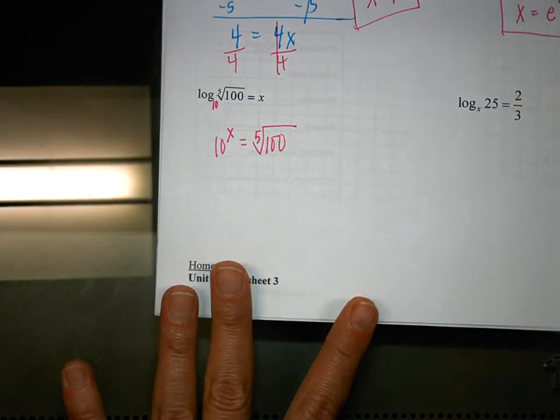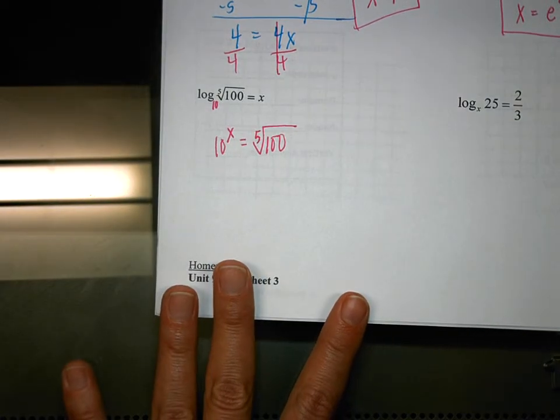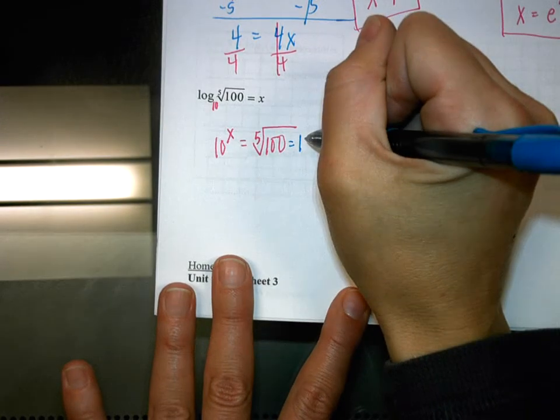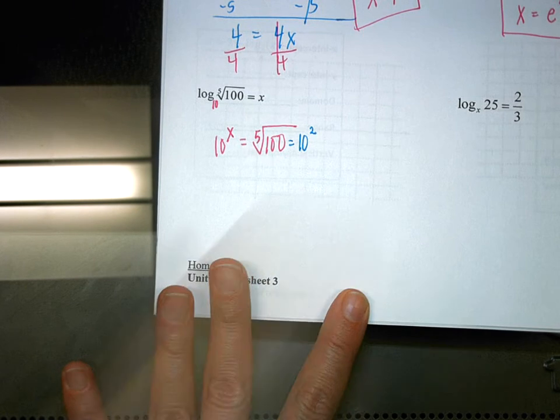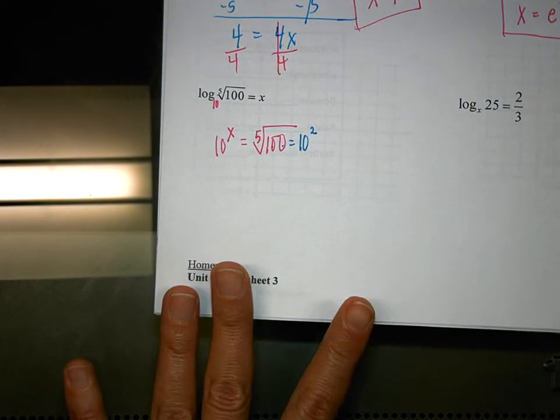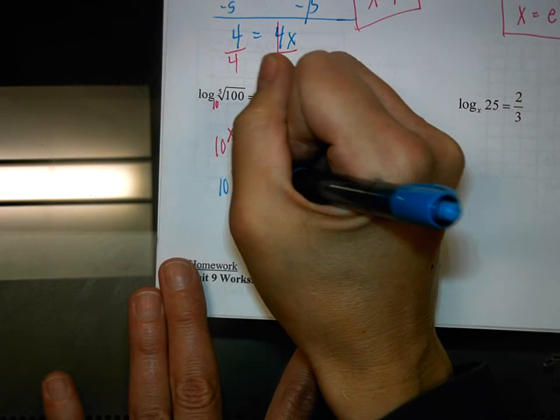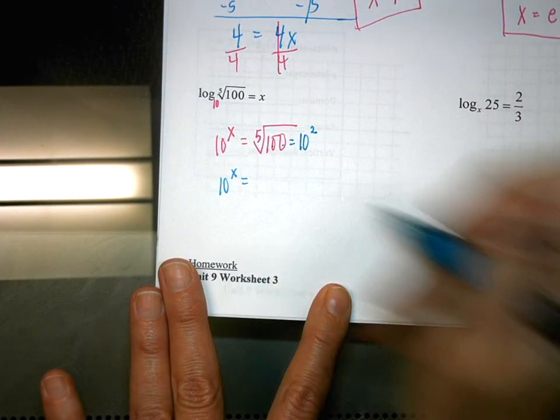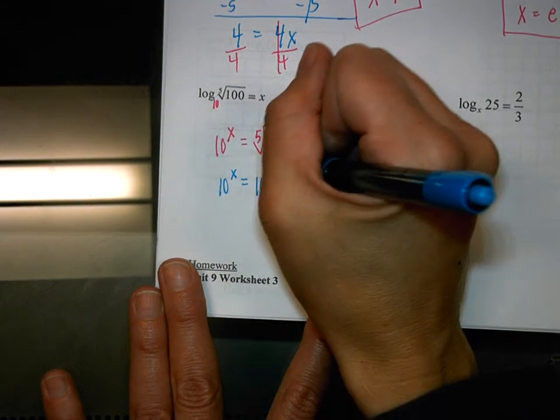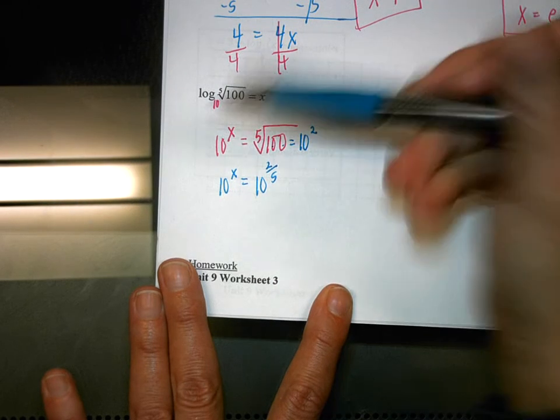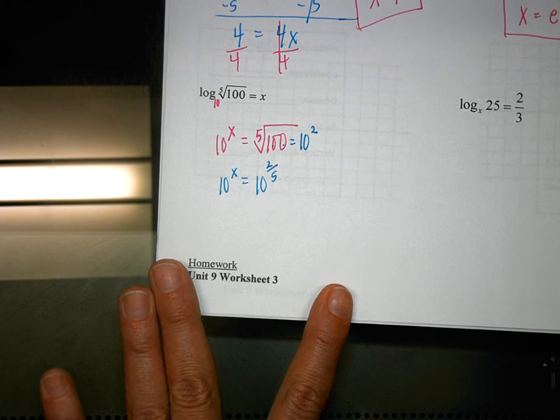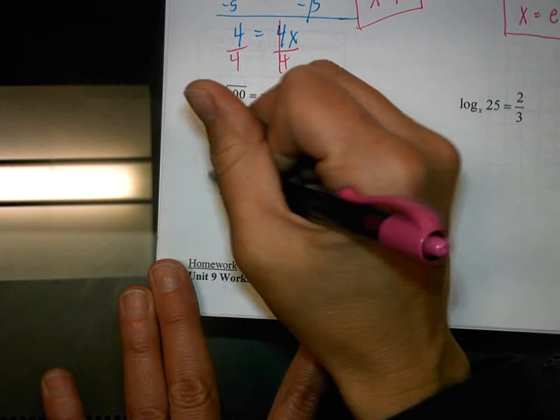What base will I end up using? 10. 100 is what? Very good, 10 to the second. Since there's 2 zeros, we know that that's 10 times 10, so 10 to the second power. How will I end up rewriting that in exponential form? 2/5. Very good. Again, the root goes in the denominator and the power goes in the numerator. Then we can drop the bases. Very good.